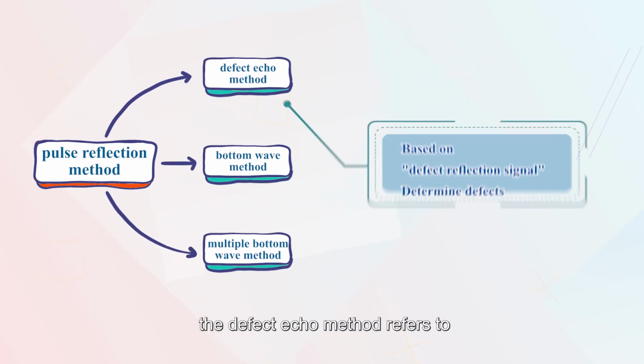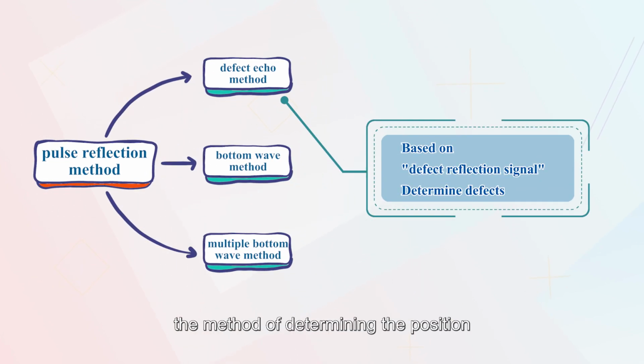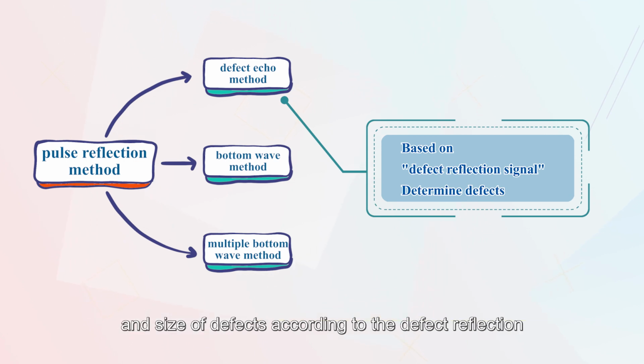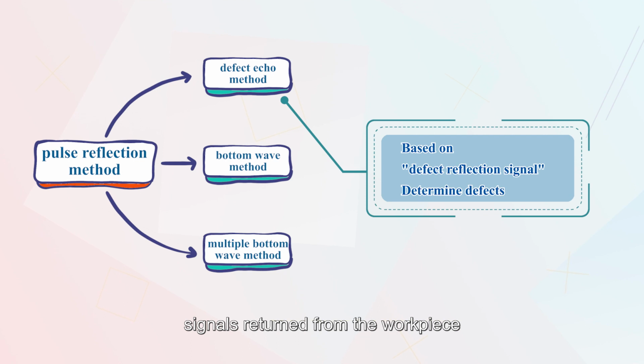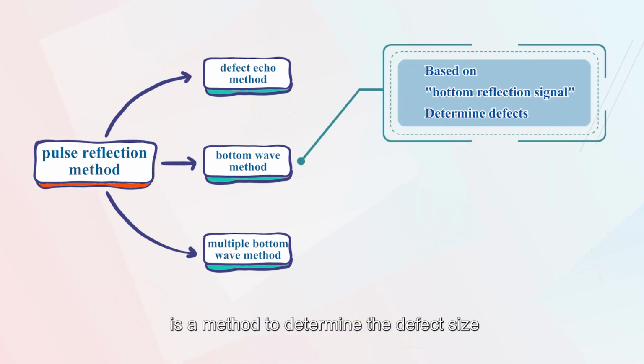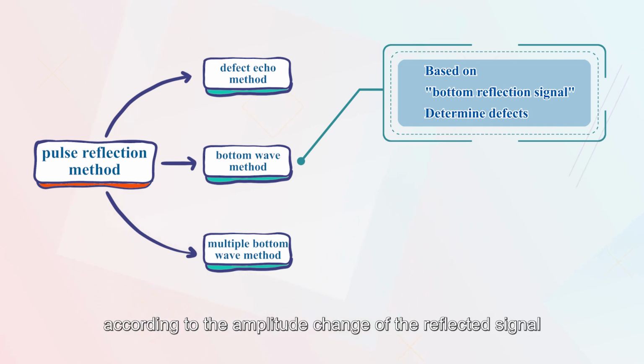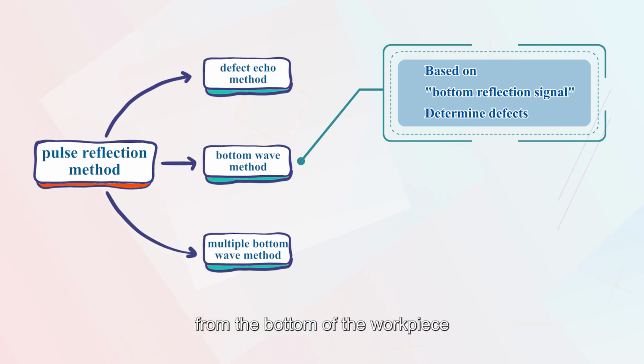Among them, the defect echo method refers to the method of determining the position and the size of defects according to the defect reflection signals returned from the workpiece. The bottom wave method is a method to determine the defect size according to the amplitude change of the reflected signal from the bottom of the workpiece.